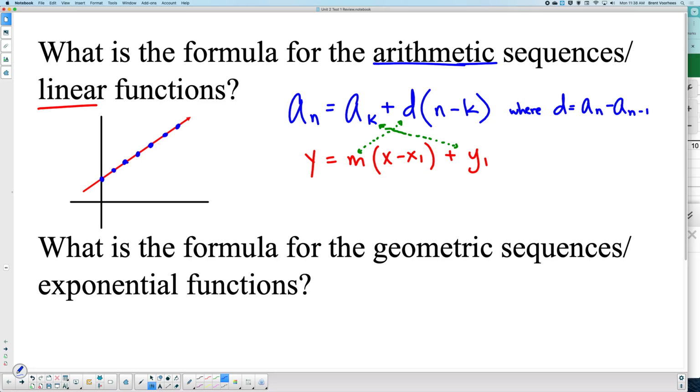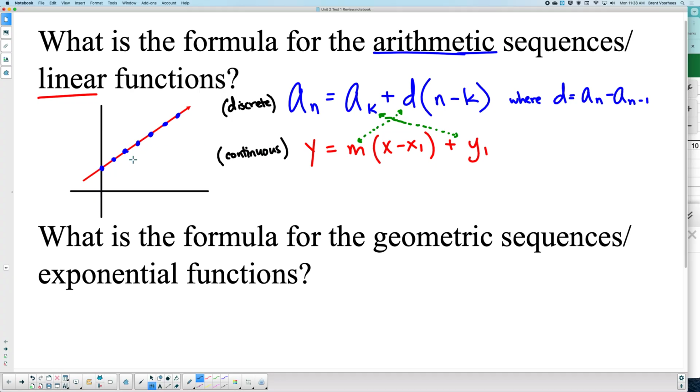So this one's discrete. That just means a bunch of dots, whereas the linear function is continuous. That's the difference in them. In the real world, things you count are discrete. Things that are measured are continuous. If it's countable things, you'd say it's a sequence, discrete. If it's not countable, if it's measured, then it's continuous.